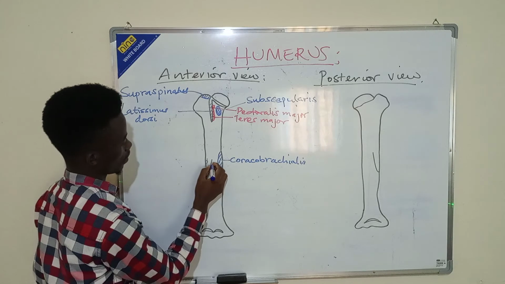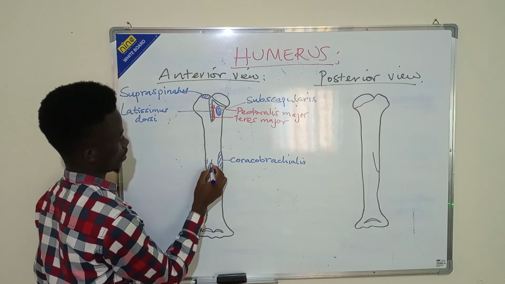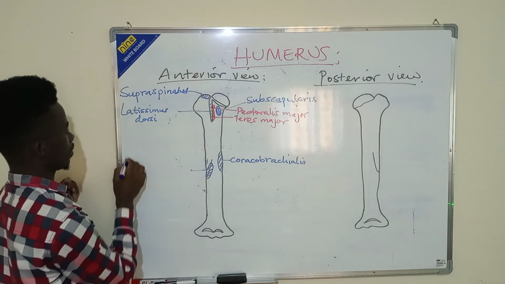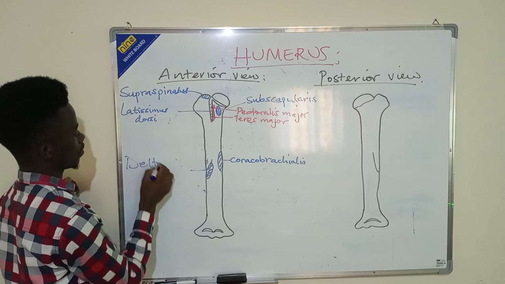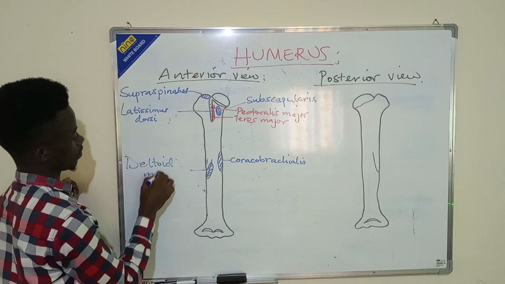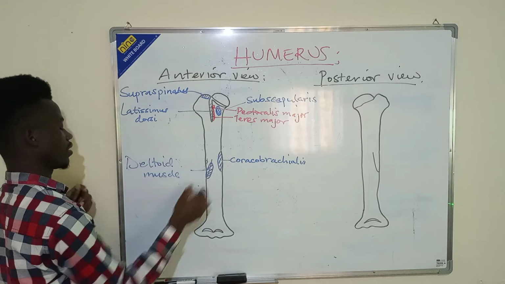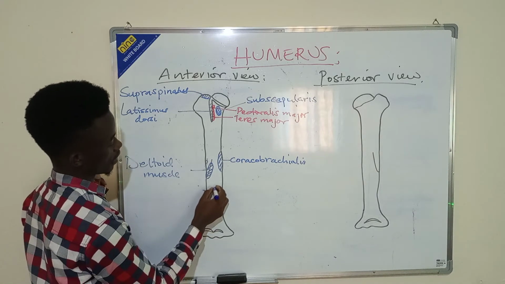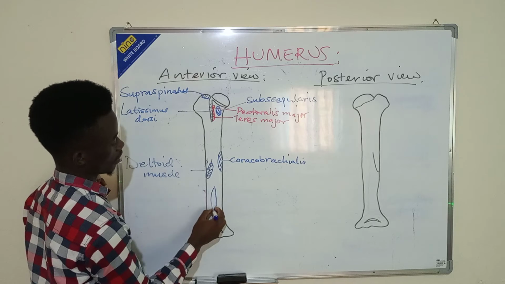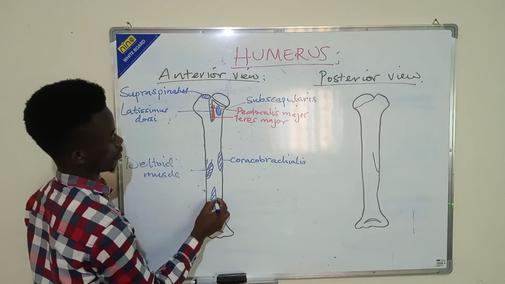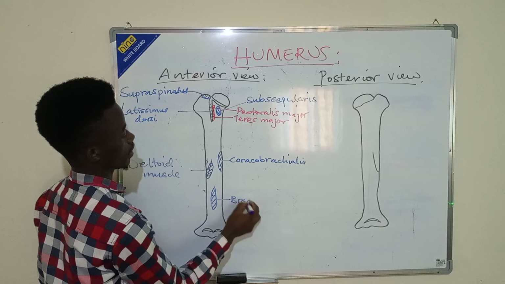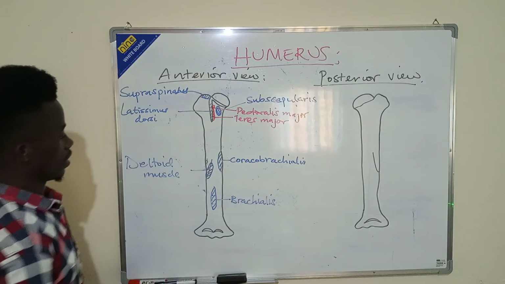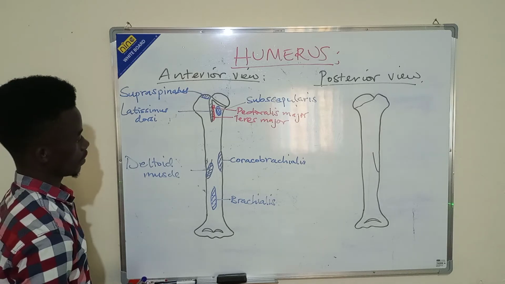Then we have our deltoid muscle. The deltoid muscle makes its point of insertion over there. The deltoid muscle inserts onto the deltoid tuberosity. Then we have the brachialis muscle, which originates in the lower half of the humerus. So this is brachialis. Brachialis originates from there.